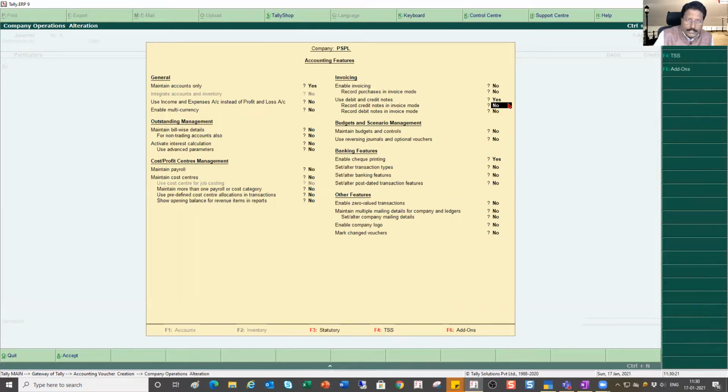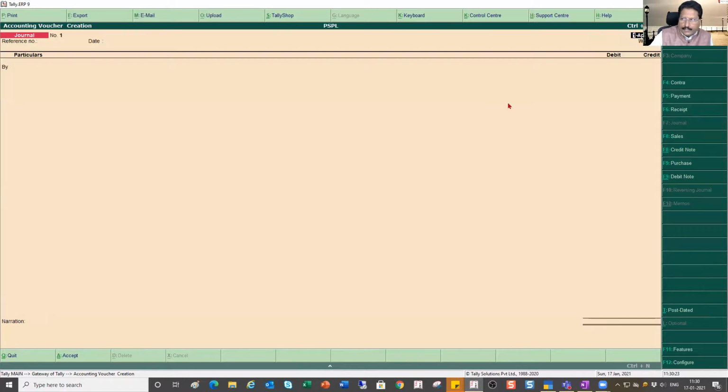So I'm going to press Control A, and now you will see the credit note and debit note button is also enabled. So I can click now on credit note. Now you will see the credit note title here, and I'm going to click on debit note, and you're going to see this debit note title here. Okay, so this is how you will use different voucher types in Tally ERP.